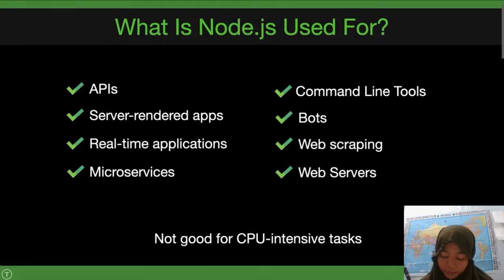What Node.js is not great for is CPU-intensive applications. So as we talked about, Node.js is single-threaded and uses an event loop, which makes it great for I/O operations, but not so great for CPU-intensive operations. So if you're doing a lot of heavy computation and things like that, you probably want to look more into Python, Ruby, Java, and other server-side languages.